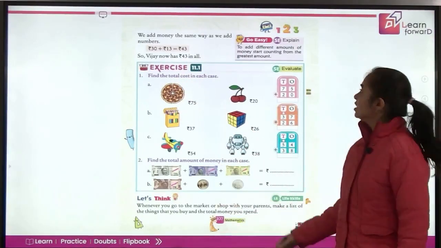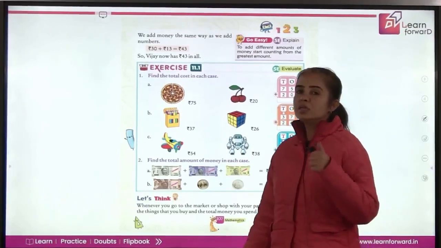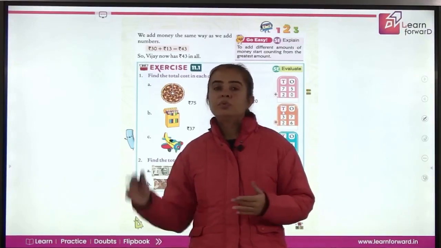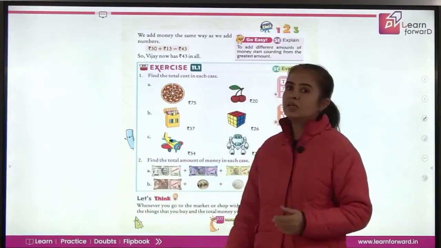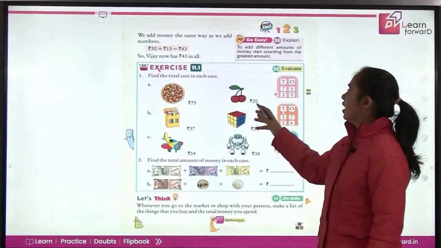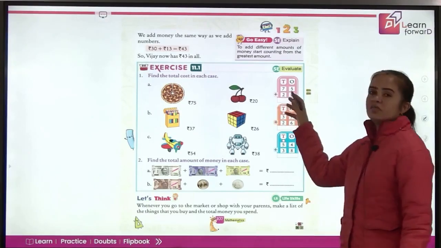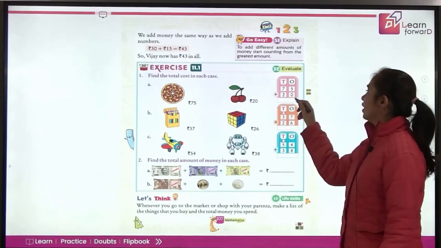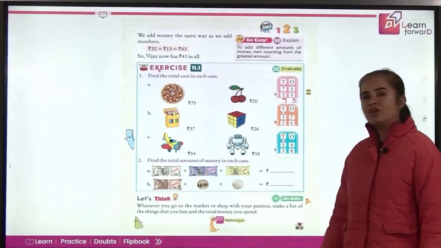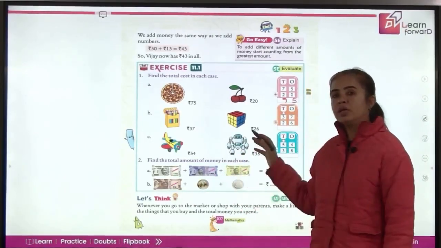Now here's an exercise for you. Find the total cost in each case. And before that, just remember one thing. Whenever you are adding money, you can add only rupees to rupees and paise to paise. Okay. So now here, this pizza costs rupees 75 and cherries cost rupees 20. So how much is the total amount? 75 plus 20 you will add and find out. Let's do it. 5, 9. So this is rupees 95. Similarly, you'll be finding the total amount in other two cases.